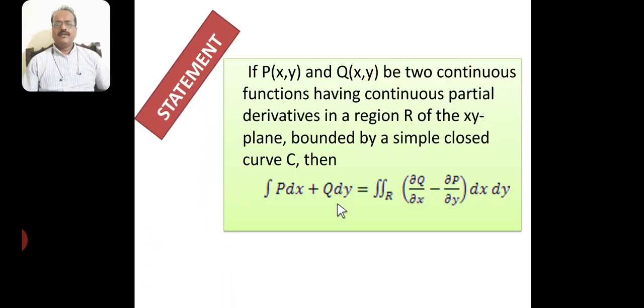The statement of Green's theorem is: if P(x, y) and Q(x, y) are two continuous functions having continuous partial derivatives in a region R of the xy plane bounded by a simple closed curve C, then we get a mathematical equation: a line integral is equal to a surface integral, that is, the integral of P dx plus Q dy is equal to the double integral, that is the surface integral, of (∂Q/∂x minus ∂P/∂y) dx dy.